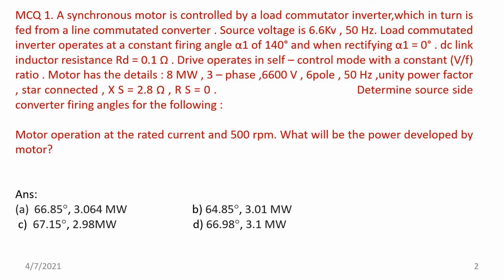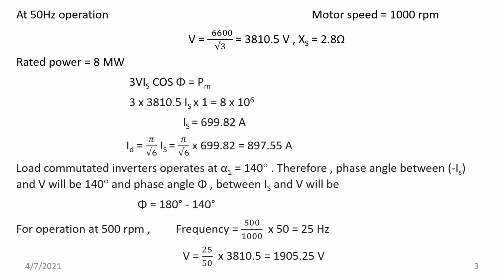Determine source side converter firing angles for motor operation at the rated current and 500 RPM. Also, what will be the power developed by the motor? The given MCQ options are: A, 66.85 degree, 3.064 megawatt; B, 64.85 degree, 3.01 megawatt; C, 67.15 degree, 2.98 megawatt; D, 66.98 degree, 3.1 megawatt. We have to work out and verify which one is the correct one.